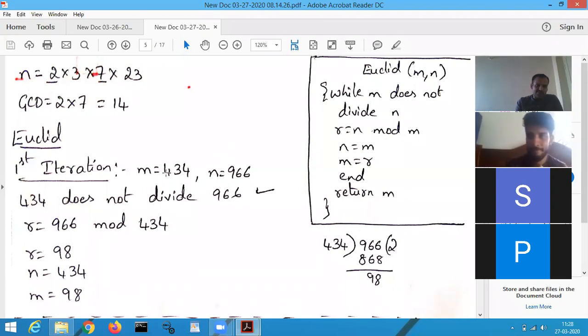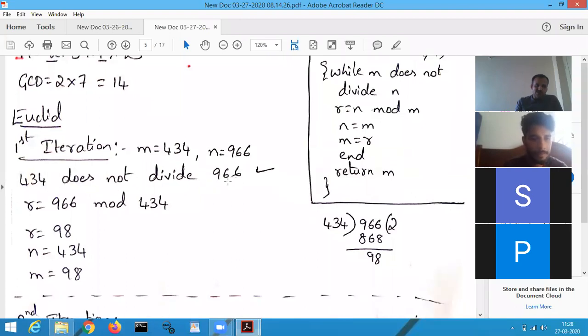Let us apply the first step. While M does not divide N: the value of M is 434, N is 966. 434 does not divide 966, so the condition is true, because the remainder is 98. Whenever one number divides another number without leaving a remainder, we stop. Otherwise R is equal to N mod M. N is 966, so 966 mod 434. If we divide 966 by 434, the remainder is 98. R is 98.